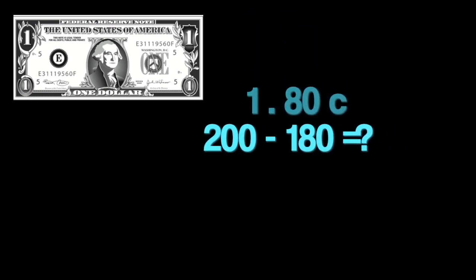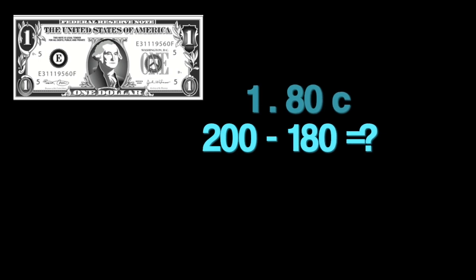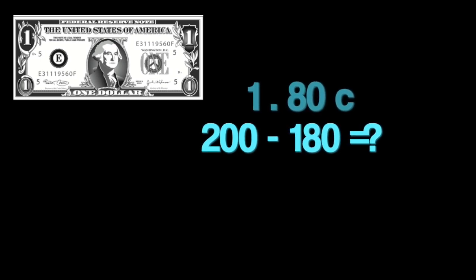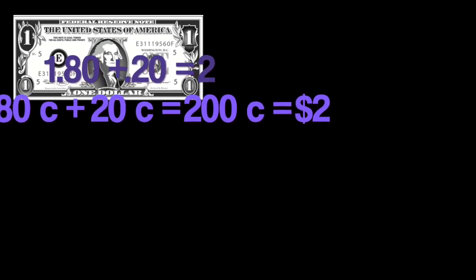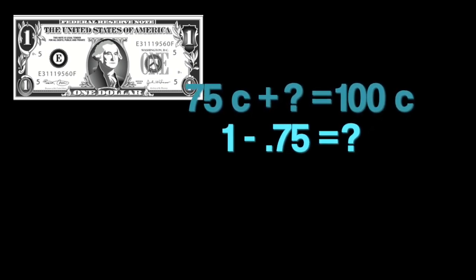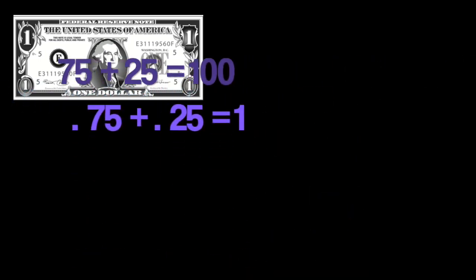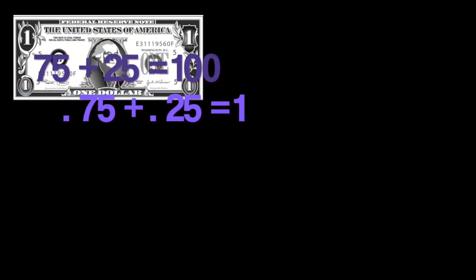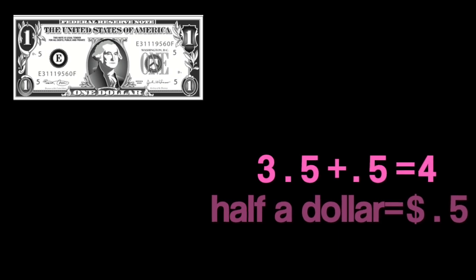If I have $1.80, how much money do I need to make it $2? We'll need 20 cents to make it $2. If I have 75 cents, how much money do I need to make it $1? I'll need a quarter, which equals 25 cents. Okay, I have $3.50. How much money do I need to make it $4? I'll need half a dollar.